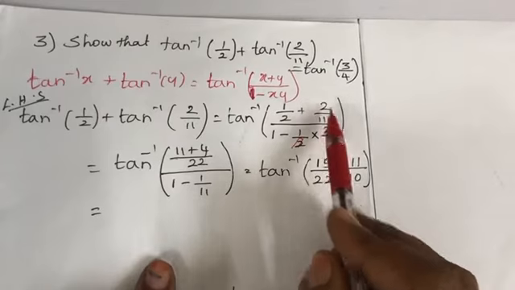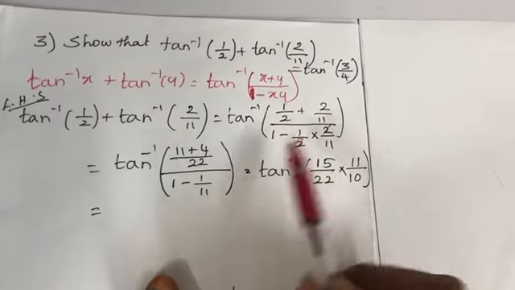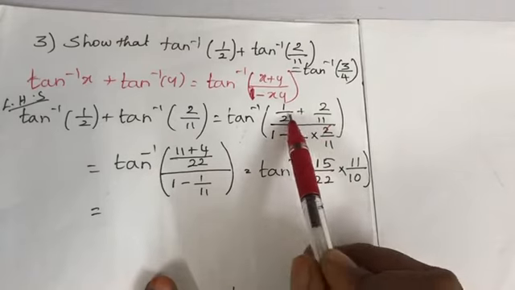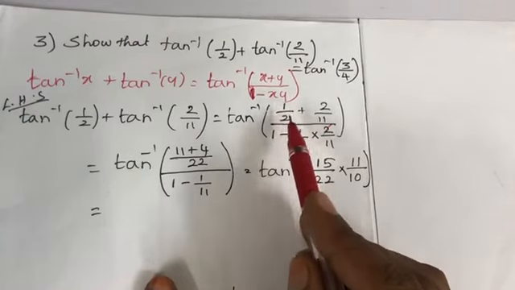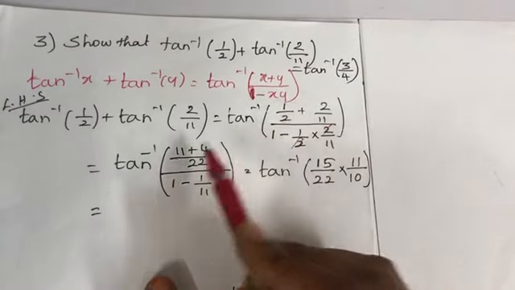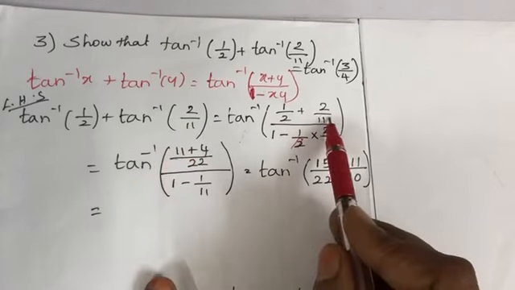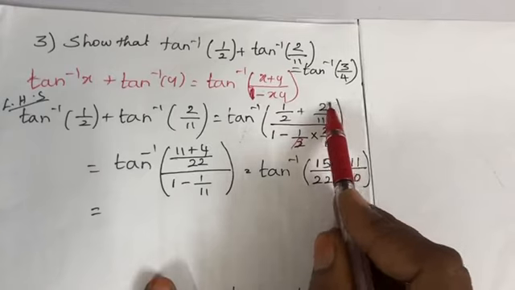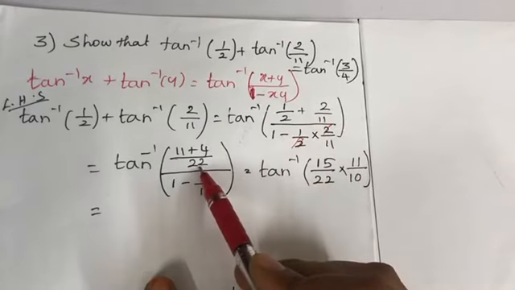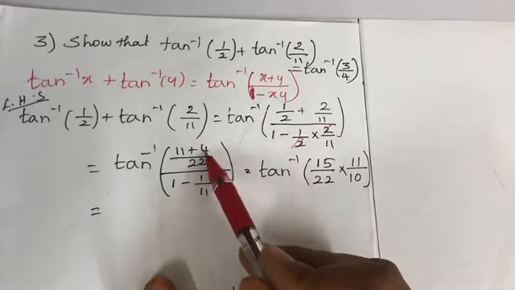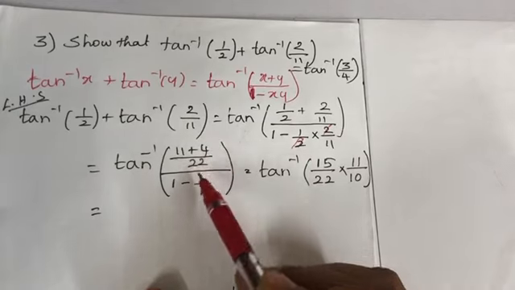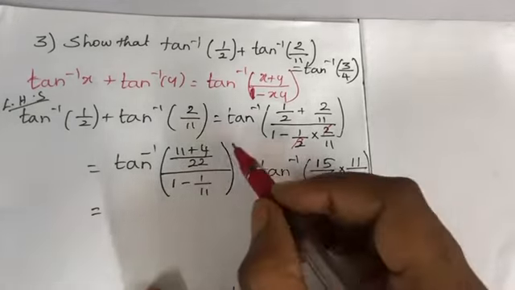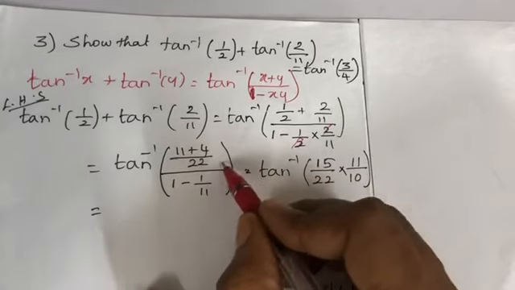1 by 2 plus 2 by 11. For 2 and 11 we can take LCM as 22. So, 22 means here I have to multiply the numerator and denominator by 11. So, in the numerator we have 11. Here in the numerator and denominator we have to multiply it with 2, isn't it? 22 is our LCM. So, 2 into 2 it is 4. 11 plus 4 divided by 22. 11 plus 4 it is 15 by 22.